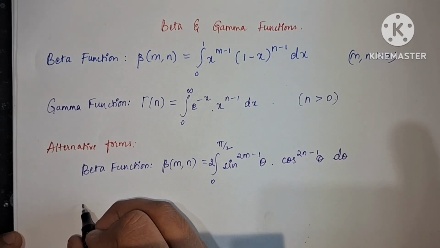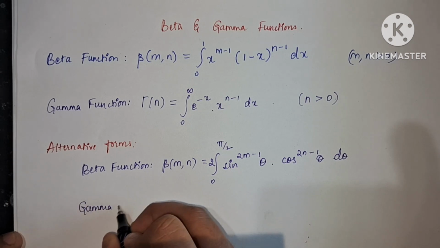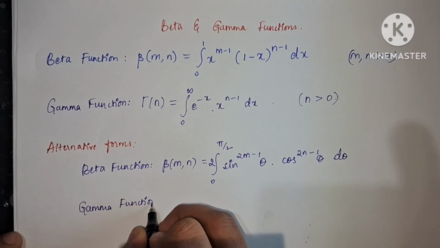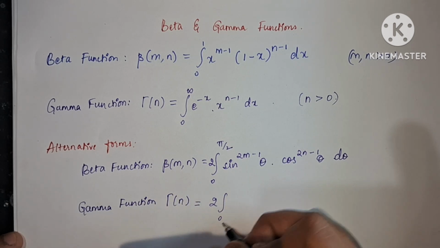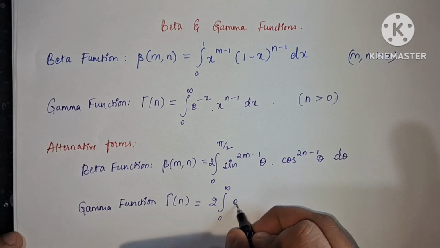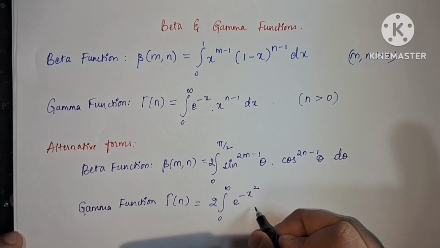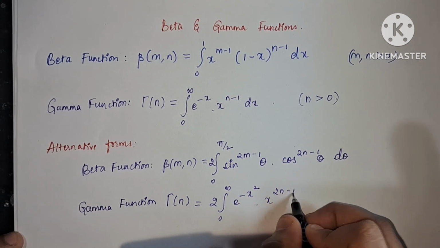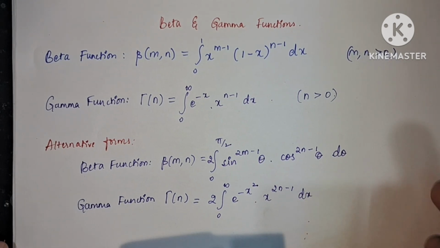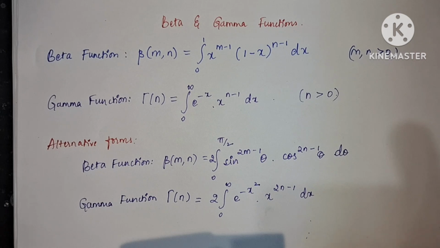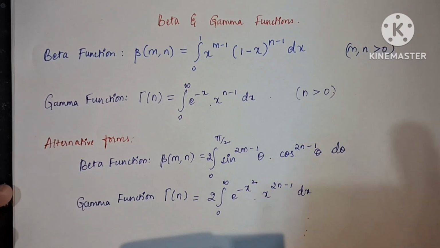And again, let me write the alternative form of the gamma function as well. Gamma function is defined by gamma of n is given by twice the integral from 0 to infinity e power minus x square into x to the power 2n minus 1 dx. So using this formula, we will be solving some problems here. I have not taken the proof here. Proof you will be getting in a different video. Using these formulas, we will solve a few problems in this particular video.